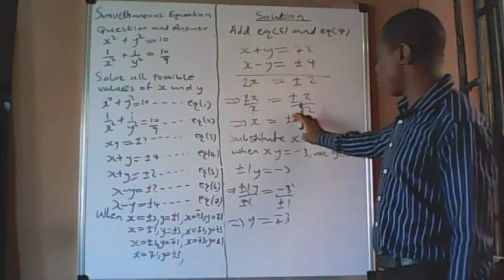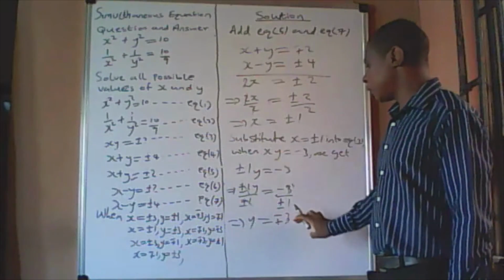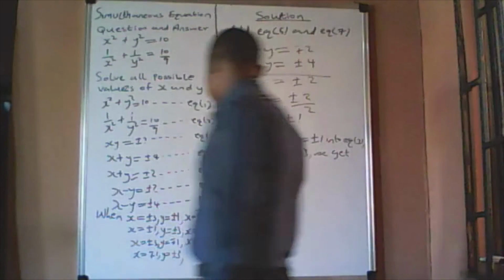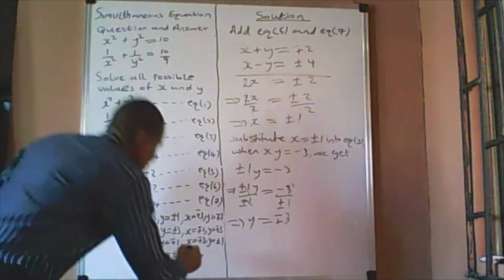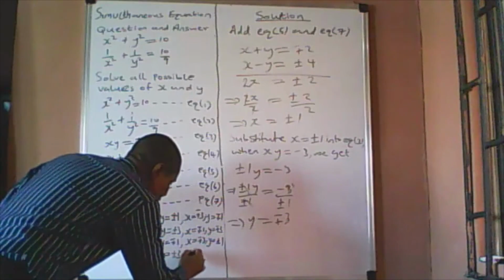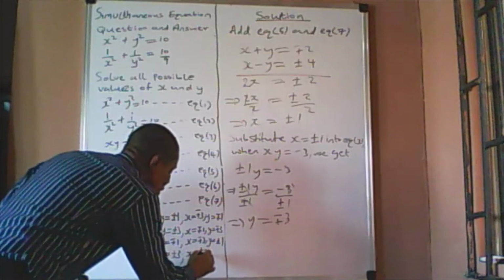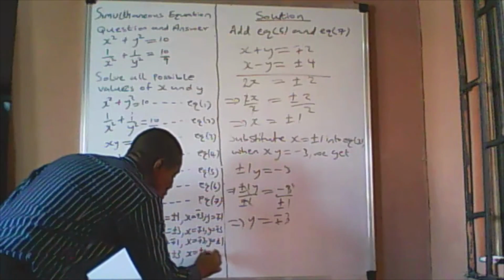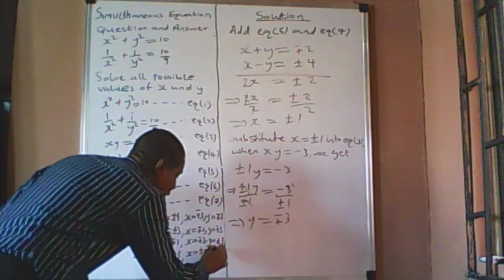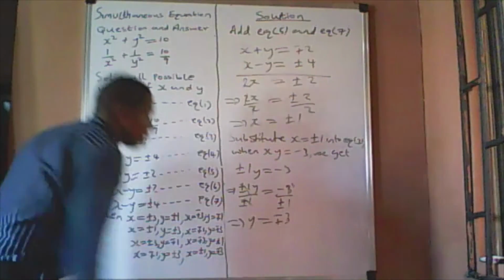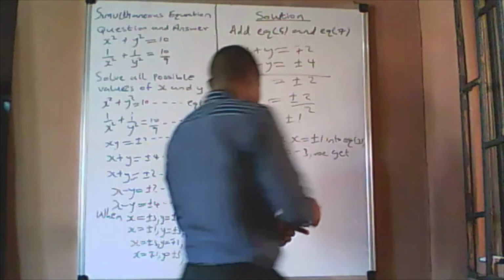Now I've gotten the value of x and y. Write it here. x equal to plus or minus 1, y equal to minus or plus 3.